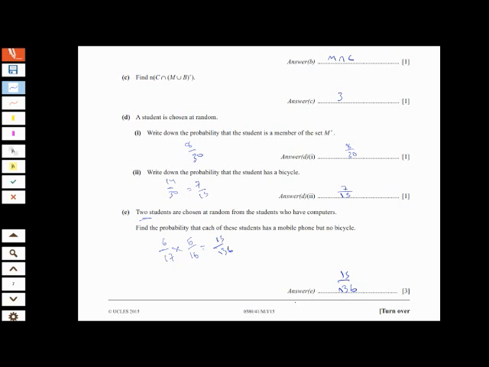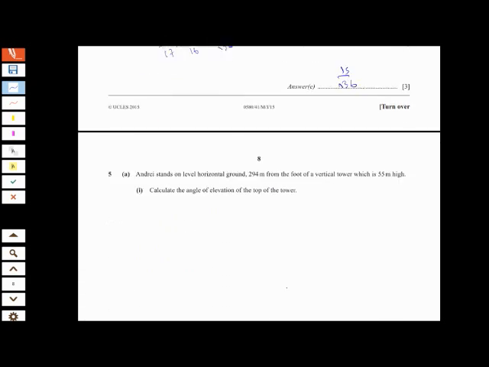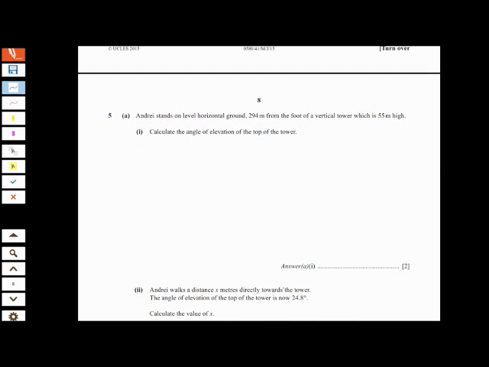On to the next question, question 5. Andre stands on level horizontal ground 294 meters from the foot of a vertical tower which is 55 meters high. So what we learned from this is that there is a tower here, it's 55 meters, and Andre stands somewhere 294 meters away. Here stands Andre. So basically this is a triangle. This is an angle of depression and elevation question. So what they want here is the angle of elevation, which is this angle. Let's name it x. Now this is 294 meters.